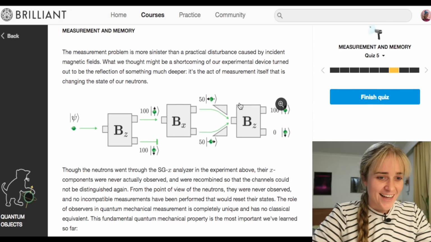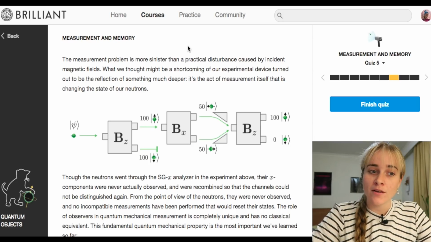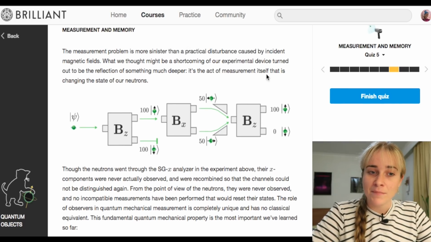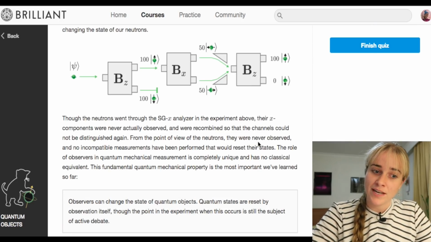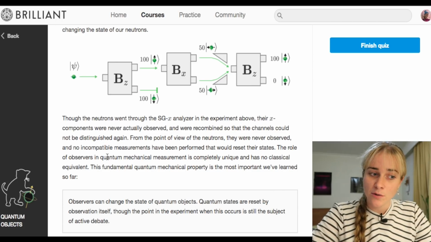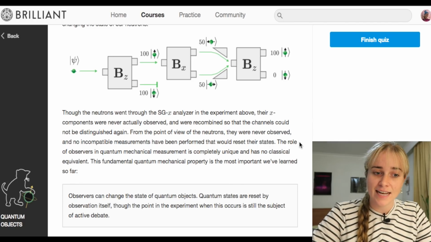So what Brilliant says here is that the measurement problem is essentially more sinister than a disturbance caused by our magnetic fields. So what we might have thought was a shortcoming of the experimental setup turns out to be a reflection of something much deeper. It's the act of measurement itself that is changing the state of our neutrons. From the point of view of the neutrons, they were never observed, and no incompatible measurements have been performed that would reset their states.